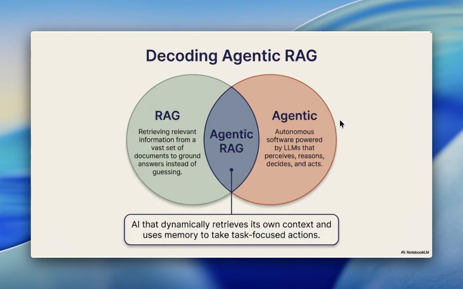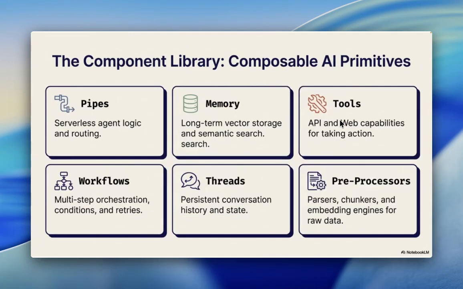Now let's try to decode agentic RAG. So RAG is what? It is retrieving relevant information from a vast set of documents to ground answers instead of guessing. Agentic is autonomous software powered by an LLM that perceives, reasons, decides, and acts. When we combine this, it's called agentic RAG. So it's AI that dynamically retrieves its own context and uses memory to take task-focused actions.